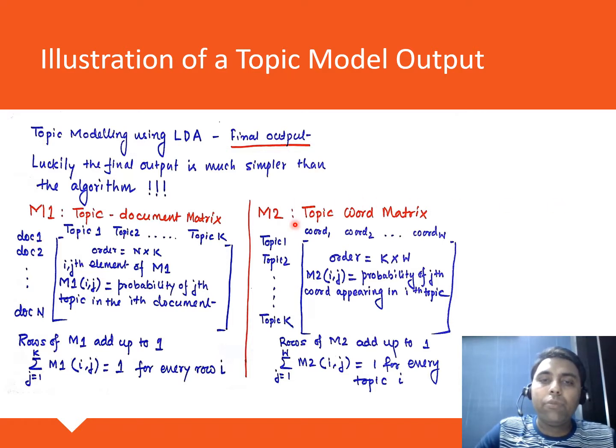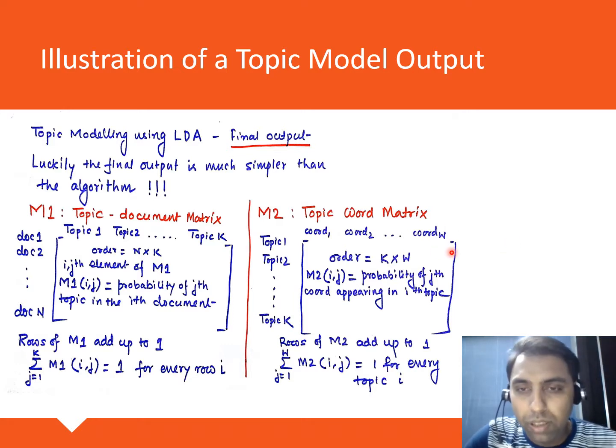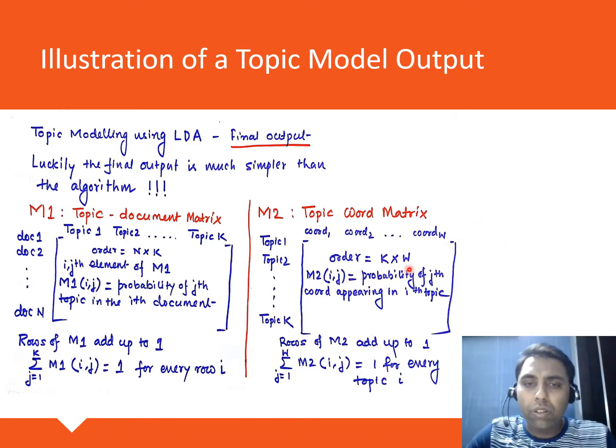And then M2, the other matrix which we get as an output, is called the topic word matrix. So it's basically the conditional probability of words given topic. Again here the number of rows is equal to the number of topics that we are trying to arrive at, which is k, and the number of columns is equivalent to the size of the vocabulary, which is the number of distinct words in the data, w. So the order is k cross w, and once again, the ijth element of this matrix is interpreted as the probability that the jth word appears in the ith topic.